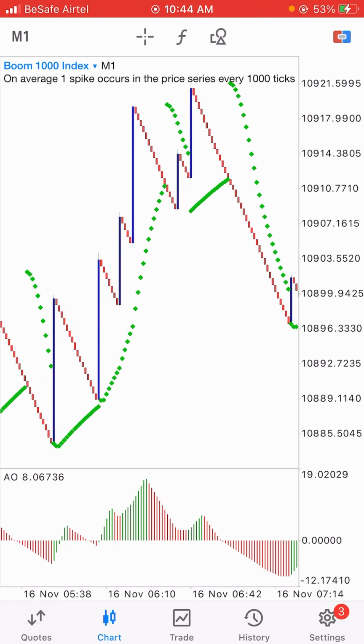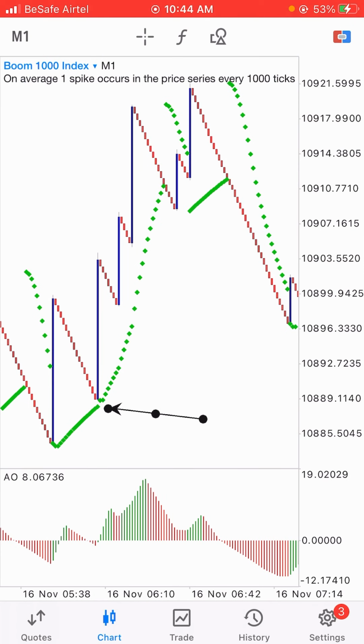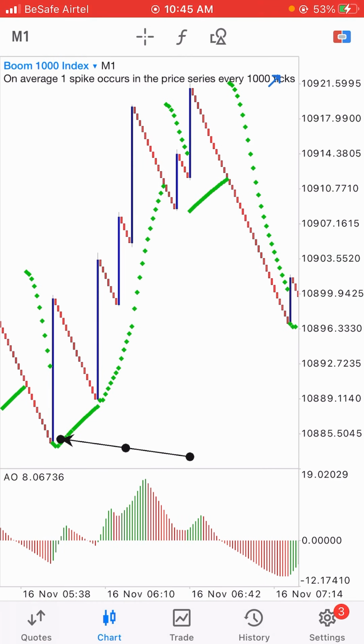How do we get buying opportunities? This dotted indicator is called parabolic SAR. After one spike in an uptrend, you want to see that the parabolic SAR is facing the direction to the upside. That's the number two confirmation. The first confirmation is for you to identify the trend of the market.